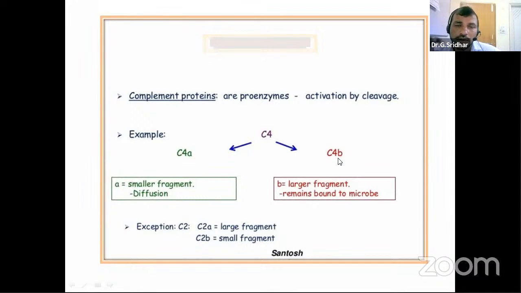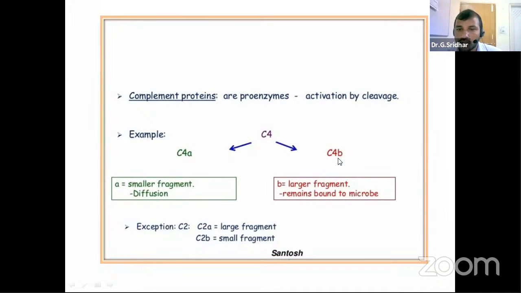Like complement proteins also having exceptions, except for C2. The rule which I am telling is right. That means activation of complement proteins means you have to split into two small subunits. That is called activation. The larger subunit you can call C4B, and the smaller subunit you can call C4A or A subunit. But in C2, the larger subunit will be A and the smaller subunit will be B.